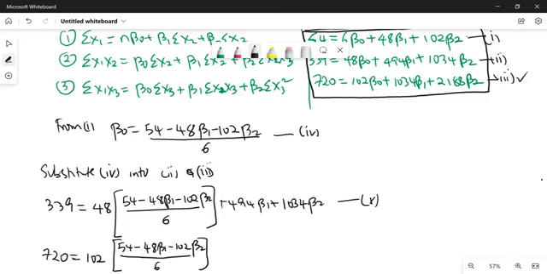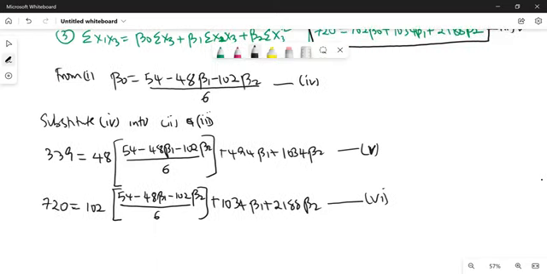Then plus 1034 beta 1 plus 2188 beta 2. If you simplify this again, you will get an equation with beta 1 and beta 2 as the unknowns. So you can call this one equation 6.